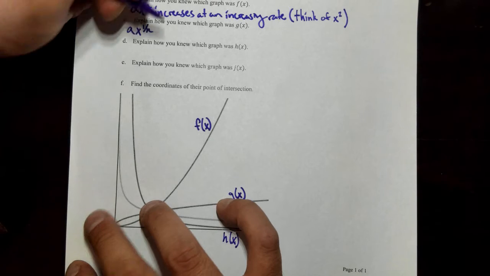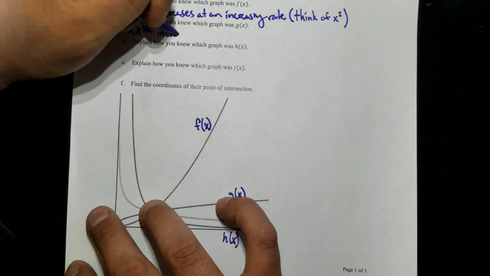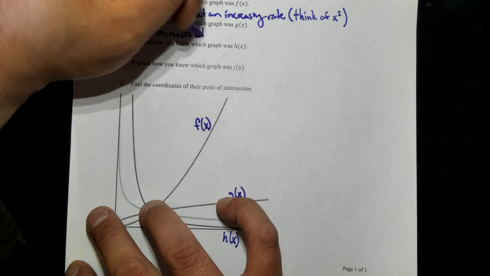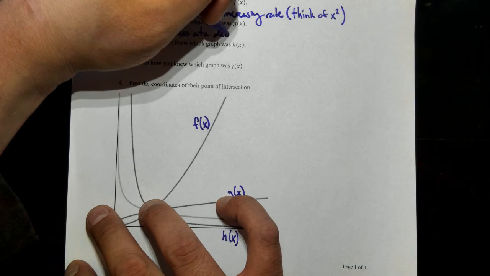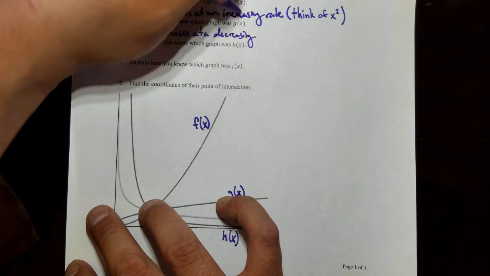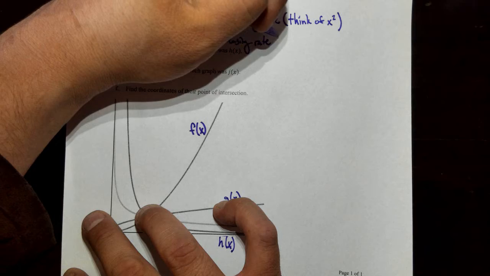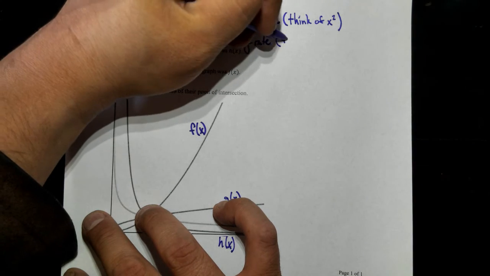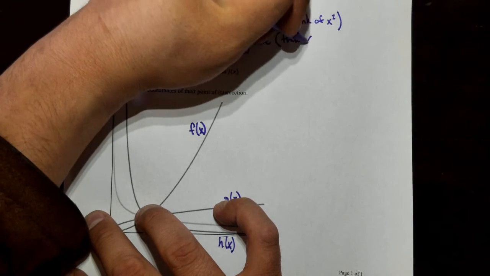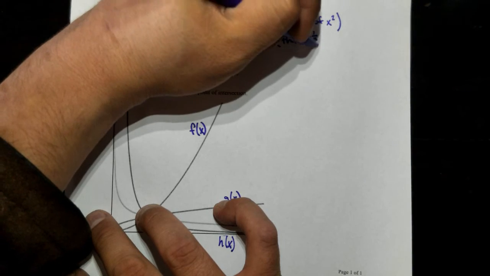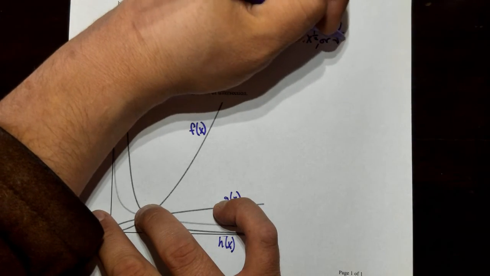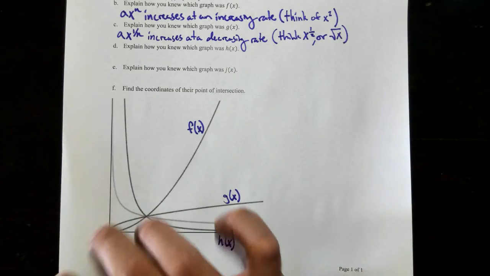So we can say this increases at a decreasing rate. And again, we can think of x to the 1/2 power, or just the square root of x. That's the same thing, right?